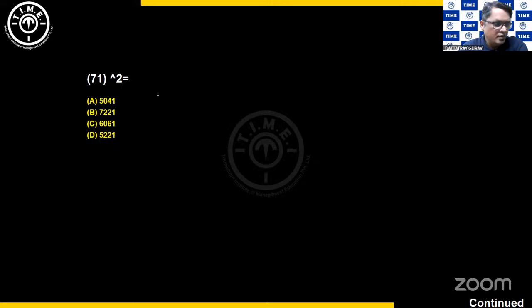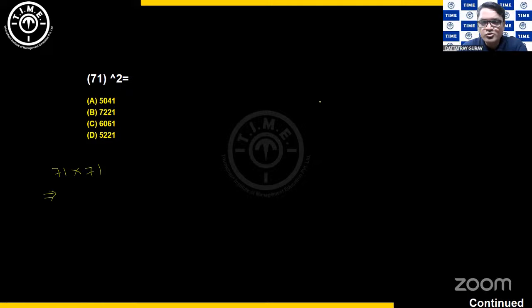Next one. Find 71 square. This is not ending with 5. One method, at school level, is to multiply and get the answer. So this is 71 into 71, the school level method. Get the answer.